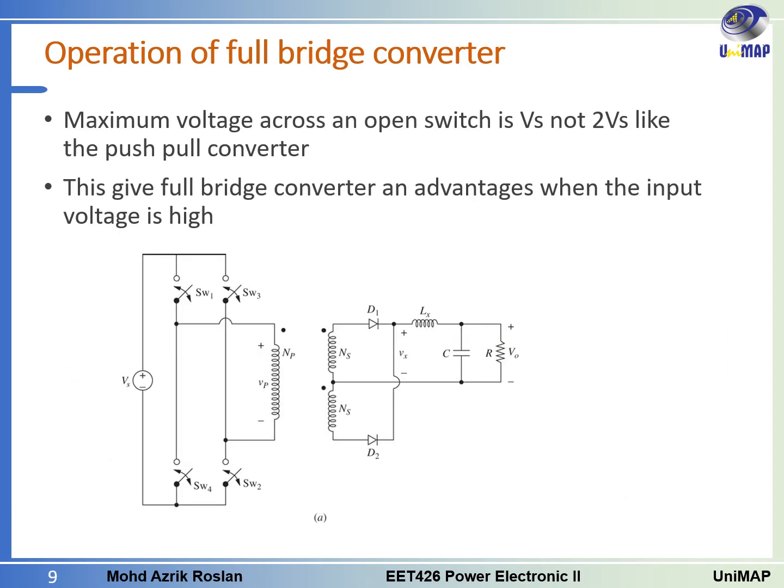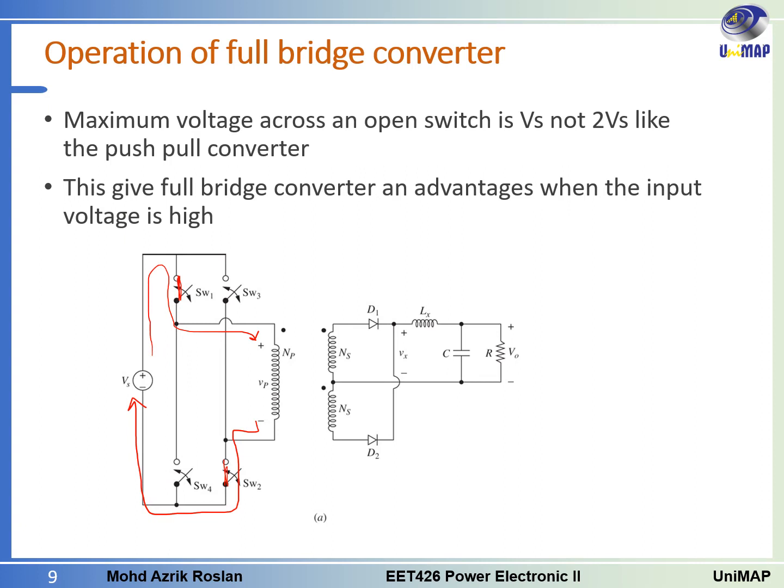In this slide, it mentioned that the maximum voltage across an open switch is Vs and not 2Vs like the push-pull converter. So we try to see the voltage. Let's say for the first switching pair, switch 1 and switch 2 close. So the current will flow like this. And then the current will flow like this. At this particular point, the voltage here will be zero because it is short circuit.